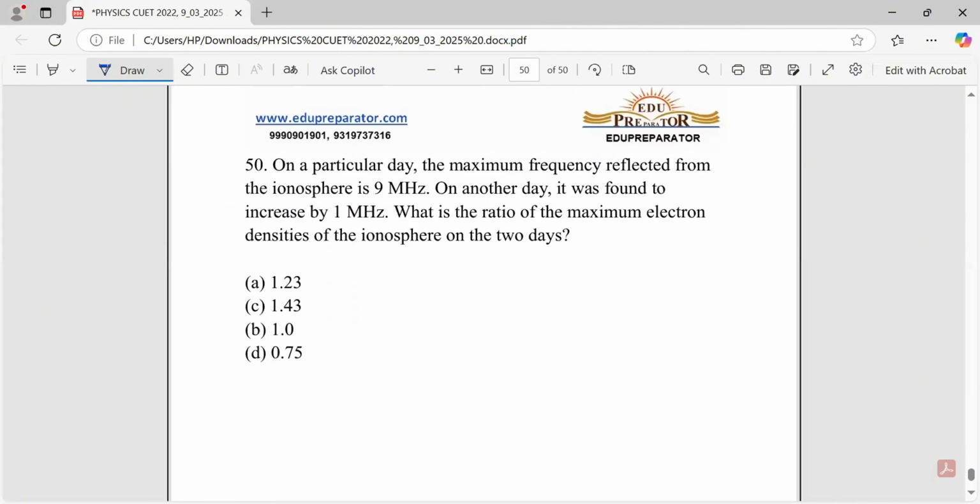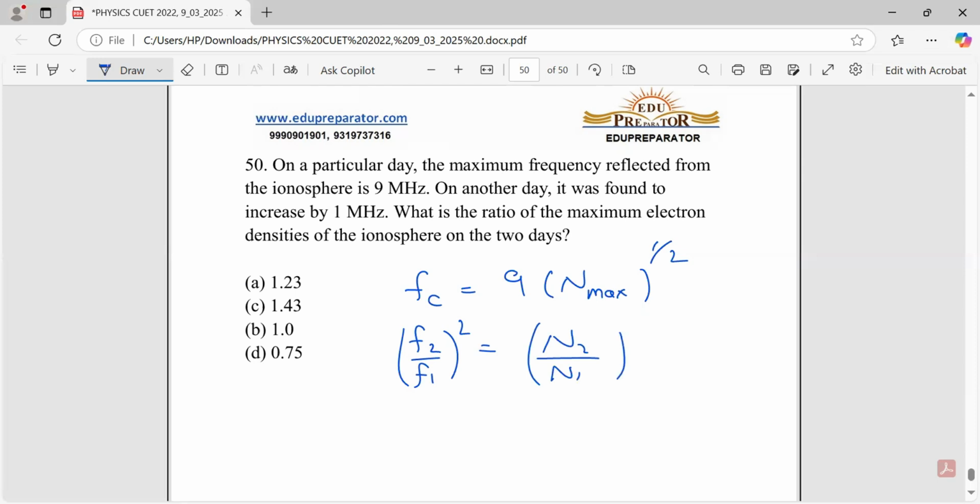Then the last, 50th question, again from the communication system syllabus, not studied by you in class. We have carrier frequency equal to 9 into the maximum electron concentration raised to the power half, right? So if you go with second by first, whole square will be equal to n2 by n1, and if you simplify you'll get the answer 1.23.